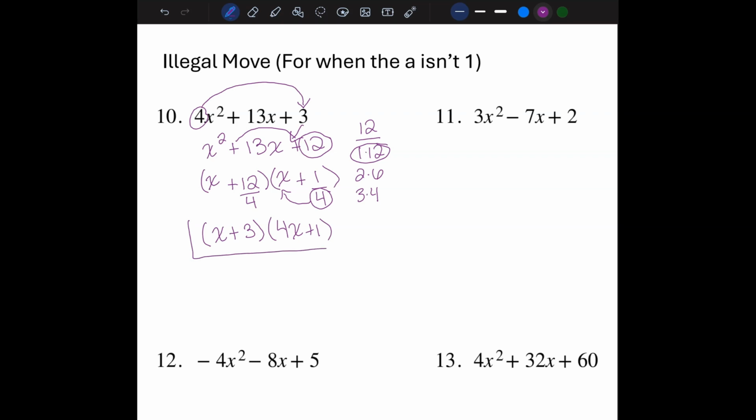And now I have my factored state. The 1 just stays behind back there.